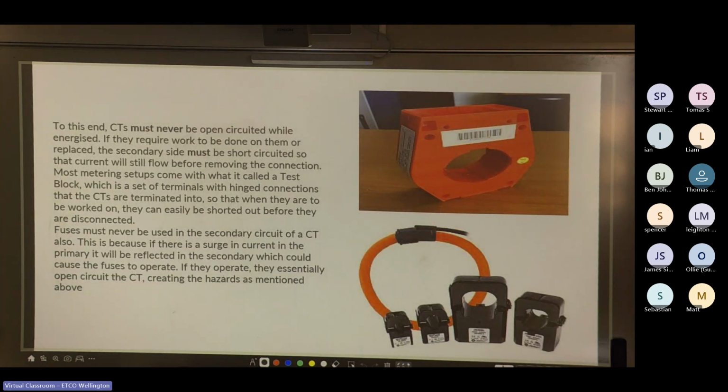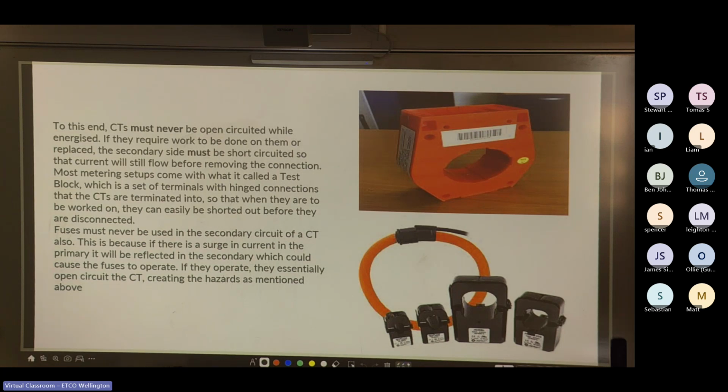Cool. So to this end, CTs must never be open-circuited while energized. If they require work to be done on them or replaced, the secondary side must be short-circuited so that the current will still flow before removing the connection. Most metering setups come with what is called a test block, which we saw before, which is a set of terminals with hinged connections that the CTs are terminated into. So when they are to be worked on, they can easily be shorted out before they are disconnected.